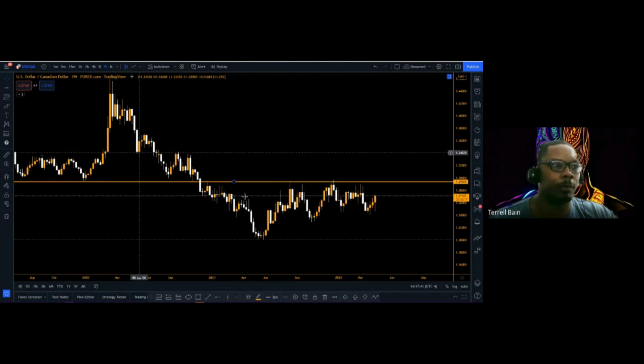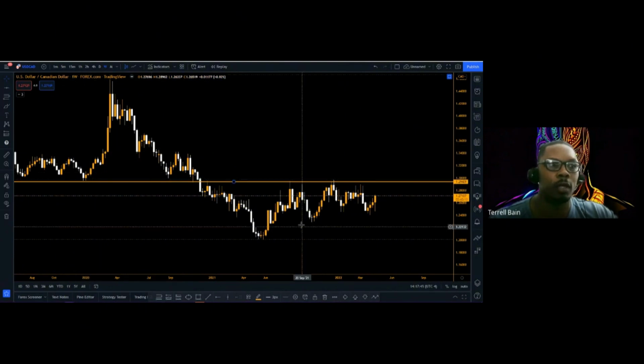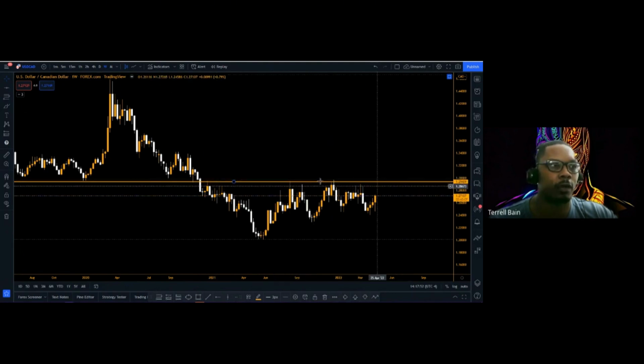Up here is playing the mommy. Down here is playing daddy, right? Up here was acting as support. Down here is acting as resistance. Guess what? I got one touch, two touch, three touch, right? I got three touches. That qualifies it as a valid support or resistance area.